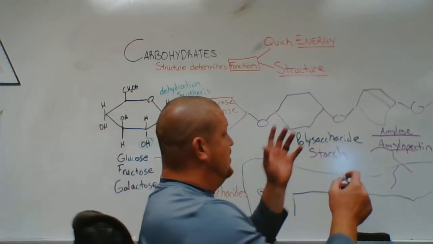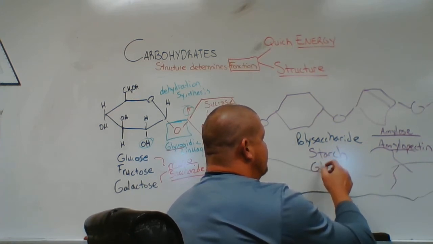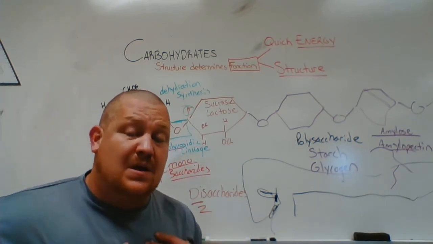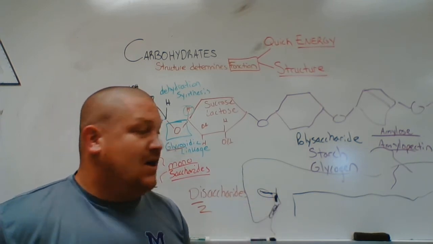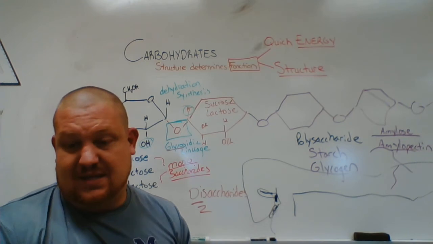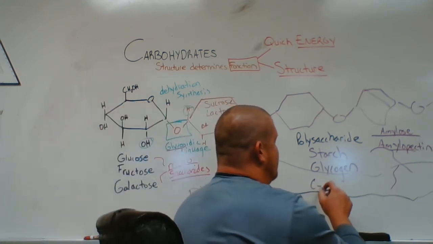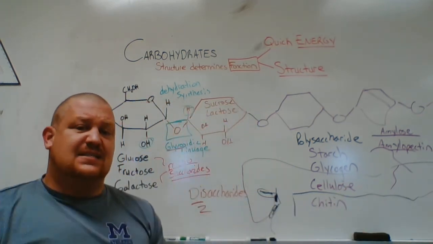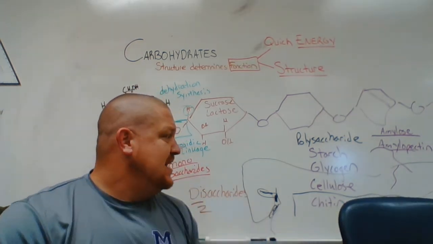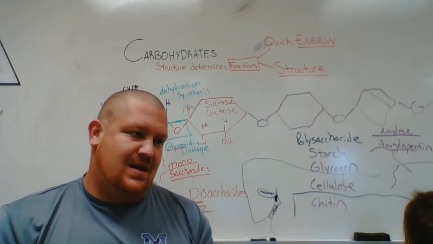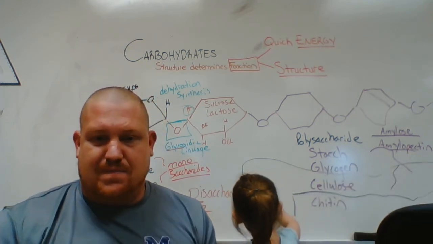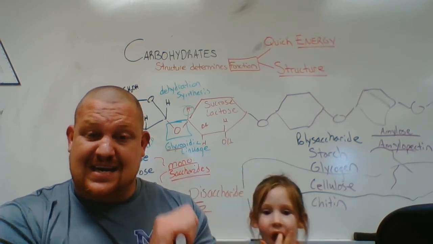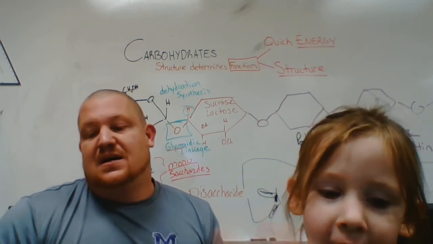The other form of this polysaccharide is glycogen. Glycogen is in our liver and in our muscles, in animals and humans. This is how we store our energy and how we use our energy. The other two are cellulose and chitin. Cellulose is the structure used for cell walls in plants. Chitin is the structure used for cell walls in fungi. It's also what the exoskeletons of arthropods, insects, and shrimp are made of. You peel off the chitin before you eat the shrimp.